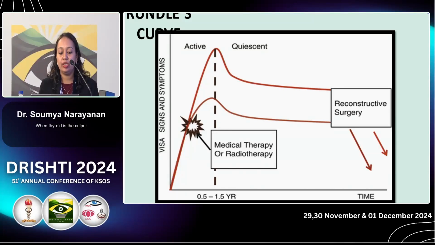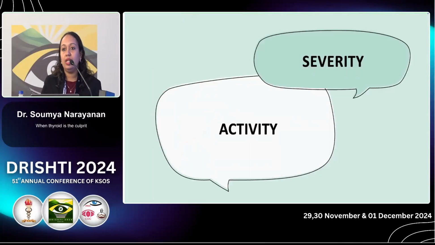The active phase lasts for 1 to 1.5 years, and in that time, if we can intervene effectively, we can reduce the impact of the disease. Later, when it is in the quiescent phase, we can do reconstructive surgeries if needed. So in thyroid eye disease, the two important questions are whether the patient is in the active phase or the quiescent phase, and what type of severity the patient has.